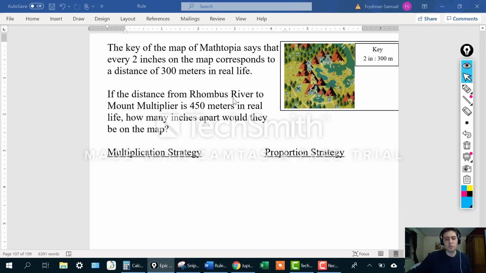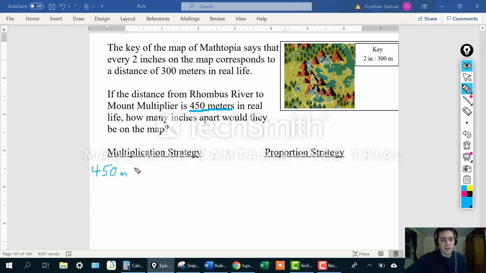If the distance from Rhombus River to Mount Multiplier is 450 meters in real life, how many inches apart would they be on the map? Okay, so let's just do another problem to practice using these strategies a little bit more. So if I want to do the multiplication strategy, then I would begin by taking the number that I see from the problem, which is 450 meters, and let's write that 450 m for meters. It's very important that you write it along with the units.